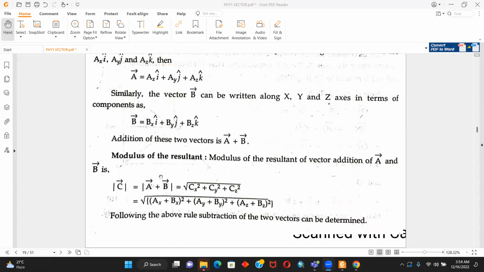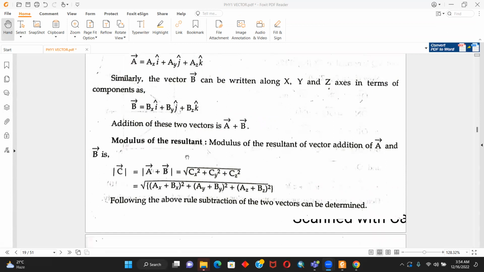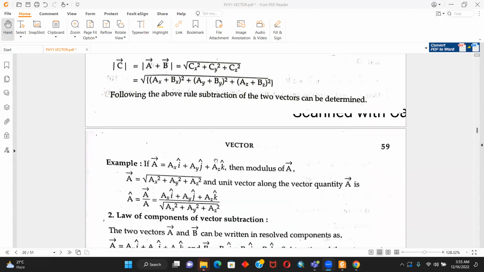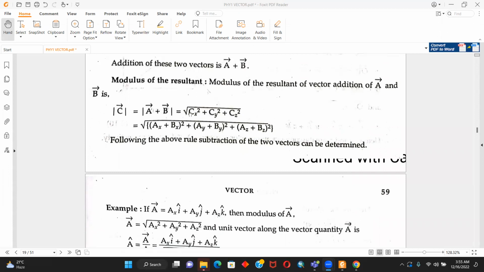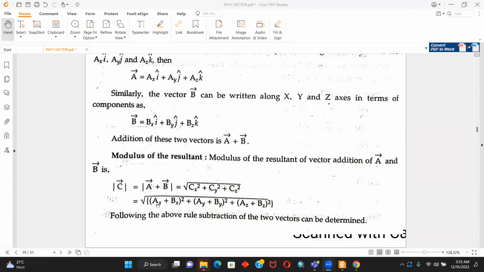Now, how can you get the modulus of the resultant vector, or the addition vector? How can you take the modulus of that? Very easy. After adding, you will take ax plus bx, that means the coefficients of i's together, the coefficients of j's together, and the coefficients of k's together, and then you will just square and add them and square root them.